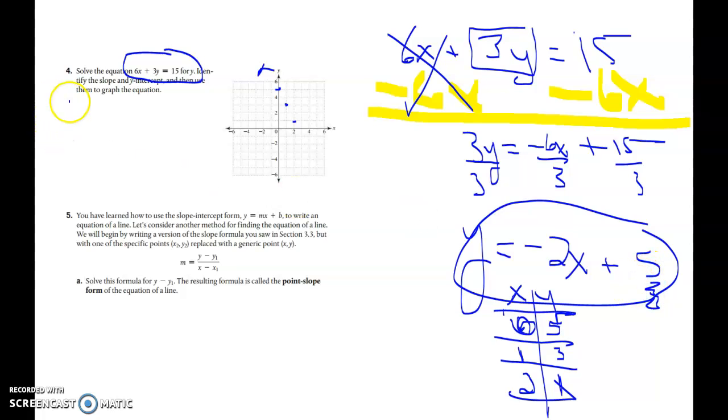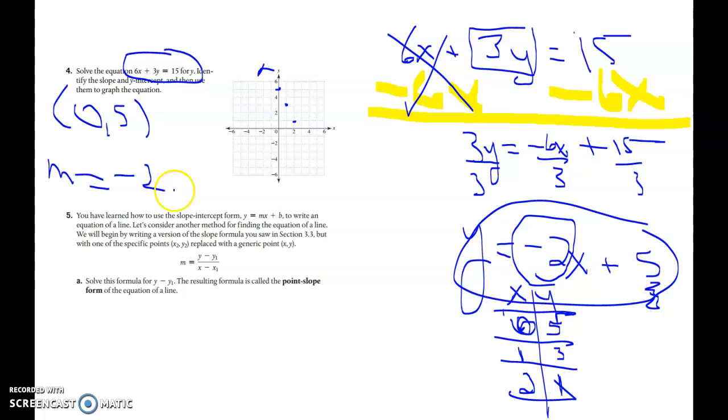Okay. The other cool thing is, notice I can see my y-intercept. Here's my starting amount. So I know my y-intercept is at 0, 5 by just solving it. And then do you see how your slope is always in front of your x? So I know my slope is a -2. Okay.